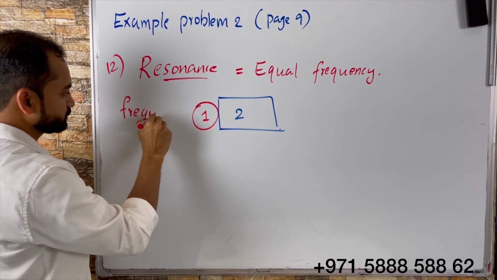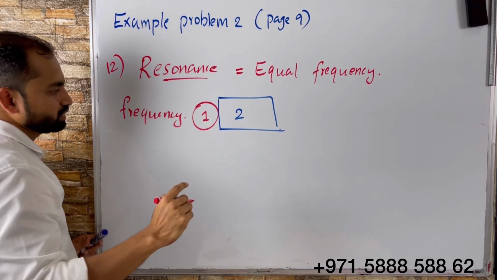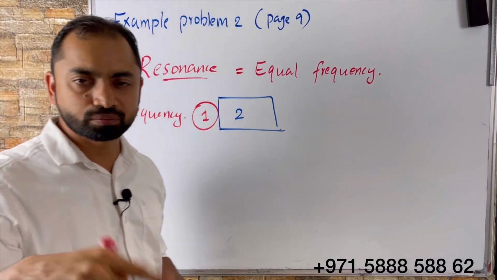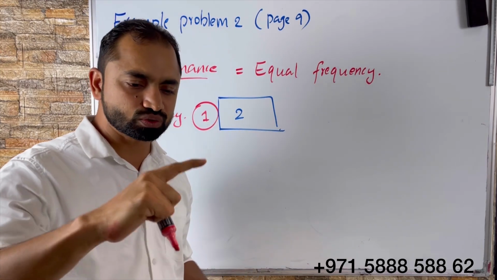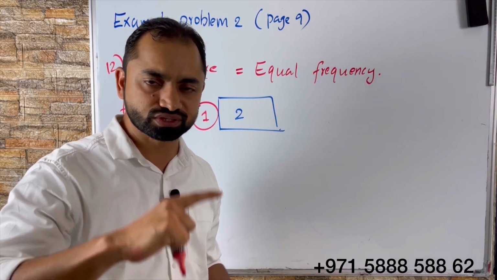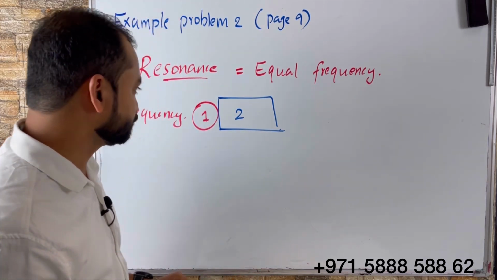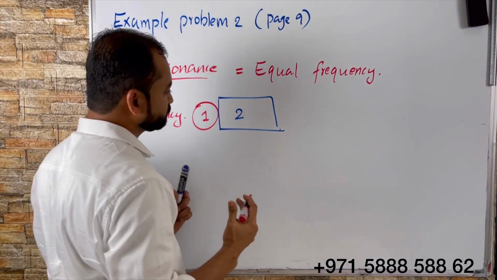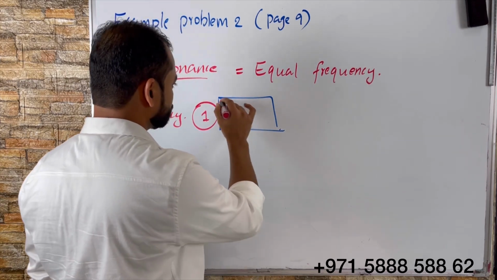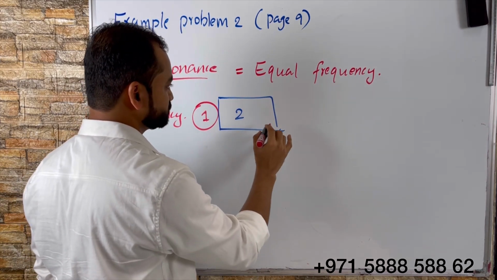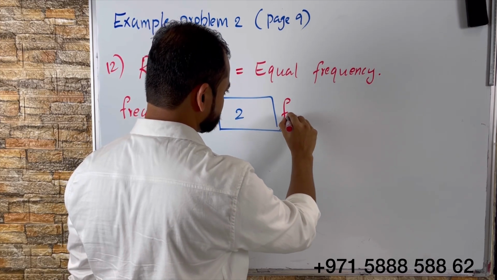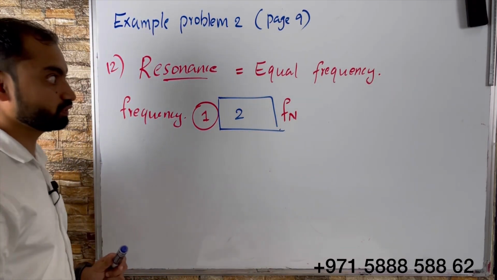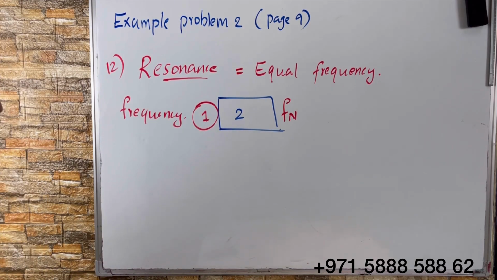Frequency means the number of rotations per second, right? How many times it is rotating per second. So if the wheel is rotating 50 times in 1 second, its frequency is 50. Every object will have a natural frequency. So this second object has a natural frequency. I will just write n for the natural frequency. It's also called resonant frequency.